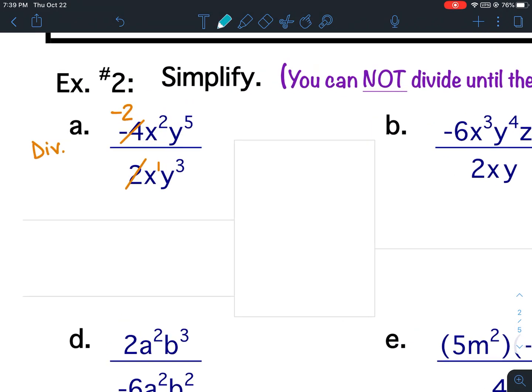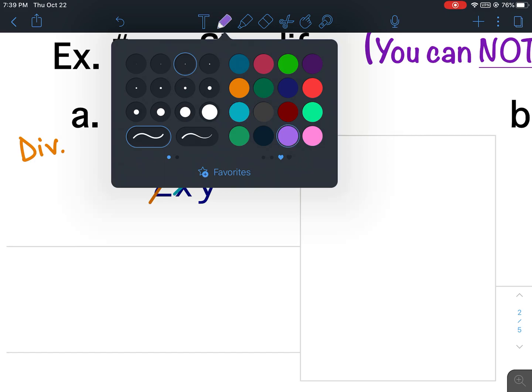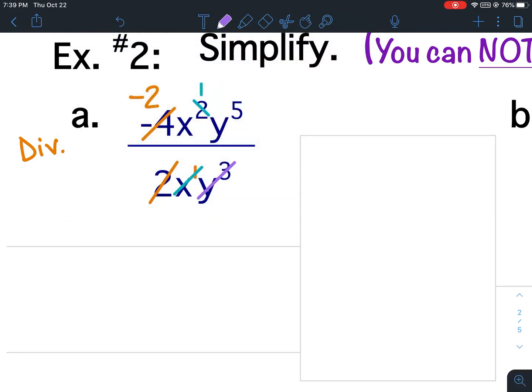Now I'm going to divide my x terms. X to the first is the smaller exponent. Completely cross that out. Now I'm going to take 2 minus 1. 2 minus 1 is 1. So this will become x to the first in the numerator. Y to the third is the term with the smallest exponent. I'm going to take 5 and subtract the 3. 5 minus 3 means the 5 will become a 2.